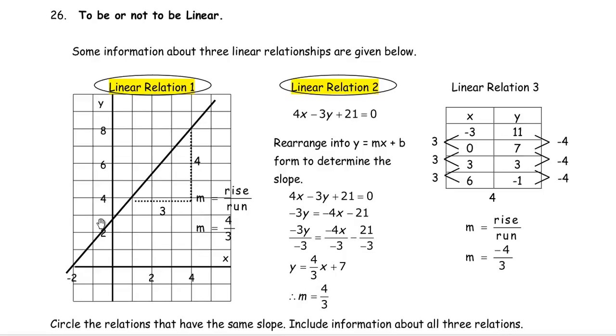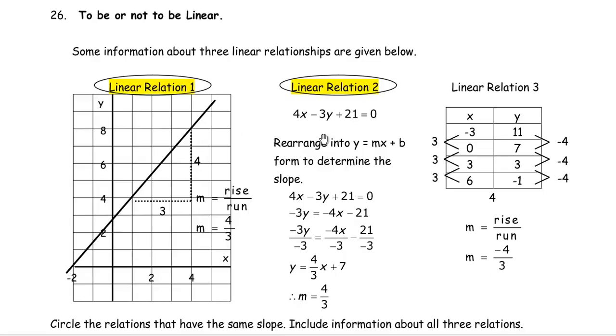So first of all, we're talking about the slope, the rate for each of them. I drew a little rate triangle on the graph for the first one. I'm going from this point right here to this point right here, and the rise is 4, the run is 3 across here. So 4 over 3 would be the slope or rate for this one.